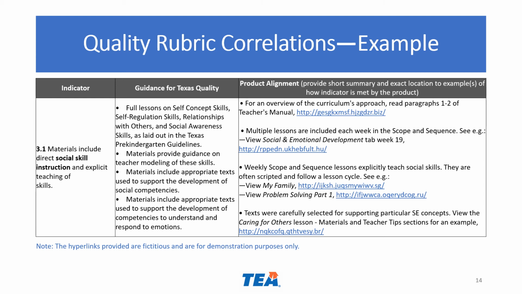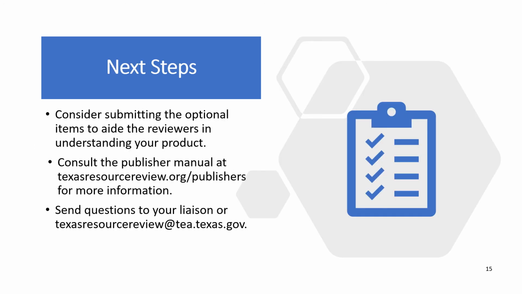On this slide, you'll see an example of correlations for a single indicator. You'll find the indicator in the first column on the left, followed by the types of evidence the reviewers will be looking for. You will provide your correlations in the last column on the right. In this example, you can see that there are several examples of where the publisher believes the indicator is addressed and includes direct links to the evidence.